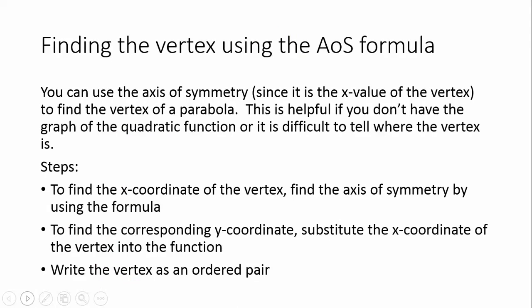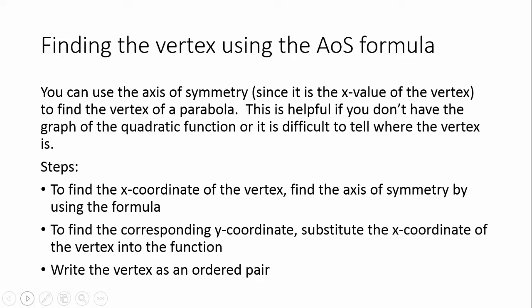Now this next slide has a lot of writing on it, and you can write it down if you'd like, but I'm not going to make you write it. So just make sure you're really paying attention to what we say here. So when you're finding the vertex, we can use the axis of symmetry formula. So again, this would be a case where we don't have the graph, but we're asked to either find the axis of symmetry and or the vertex. So we're going to use the axis of symmetry.